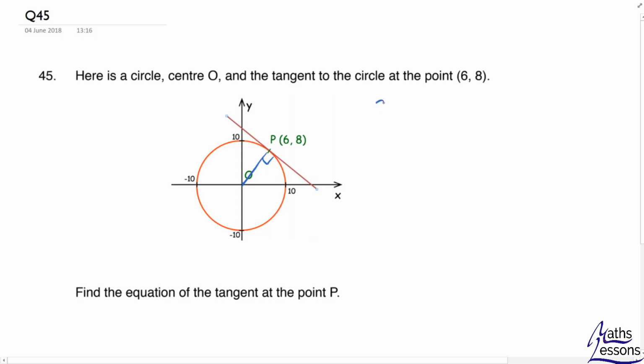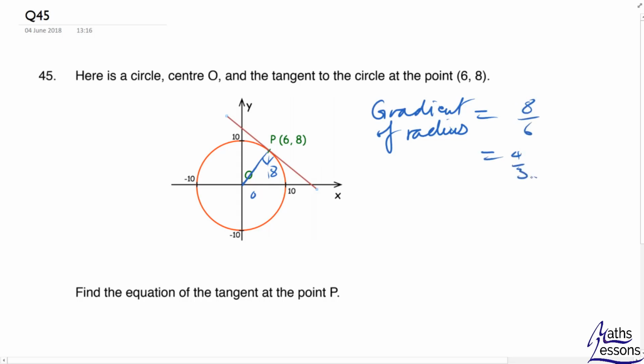So let's find the gradient of the radius. The gradient of the radius is equal to, we go 6 along and 8 up, then the gradient of the radius is going to equal 8 over 6, which simplifies to 4 over 3.